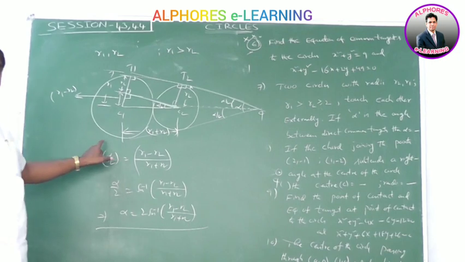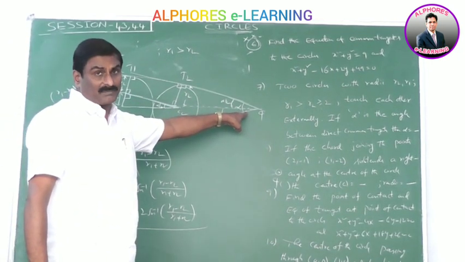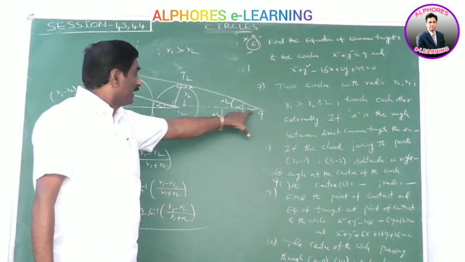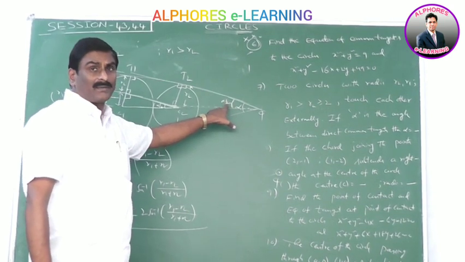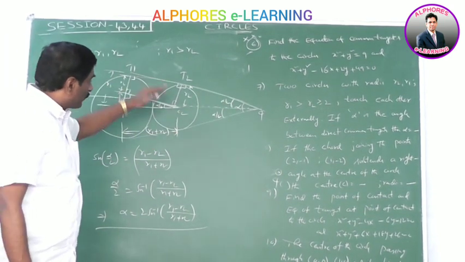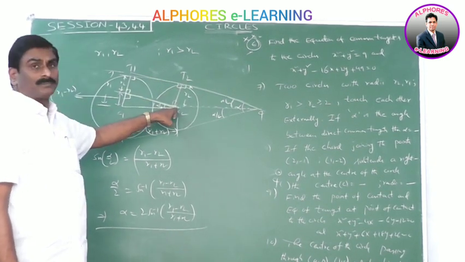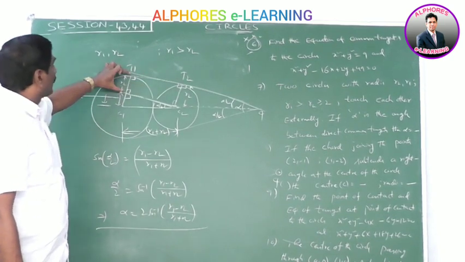Please observe this point. Alpha is the angle between the direct common tangents. The line joining C1, C2 and the external center of similitude is the angular bisector of this angle, so it is alpha by 2. Okay. Draw a line parallel to the direct common tangent T1, T2 through C2. That means it forms a rectangle. This is R2, and this is automatically R2.